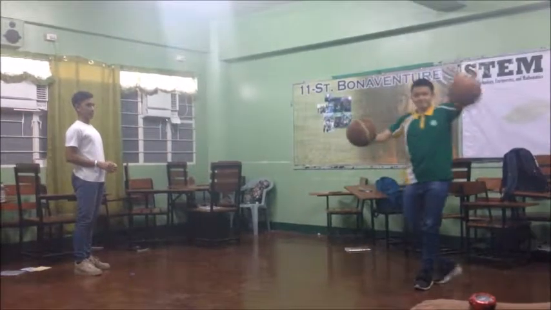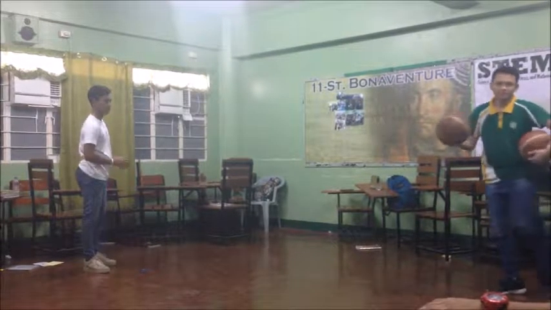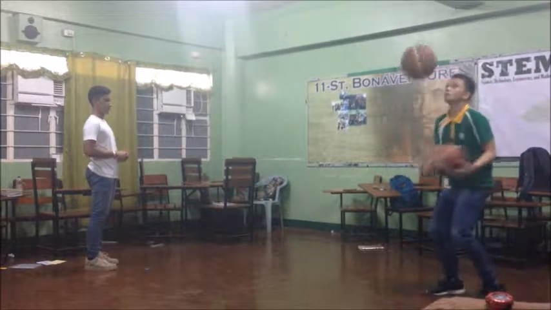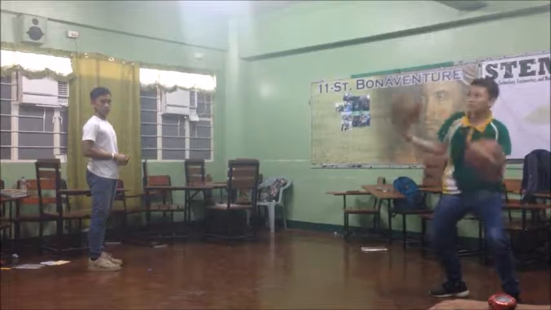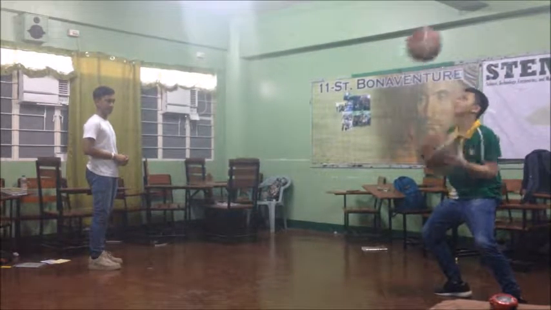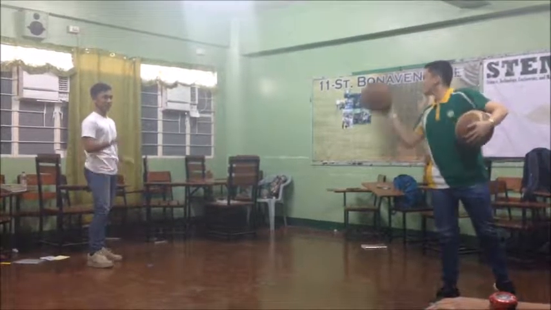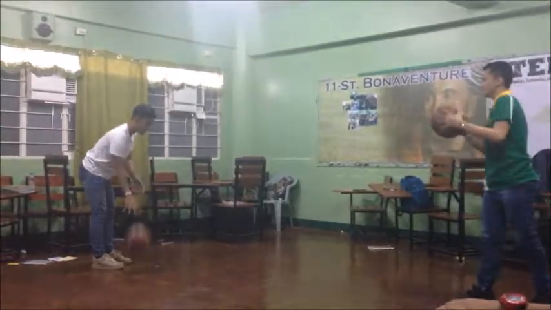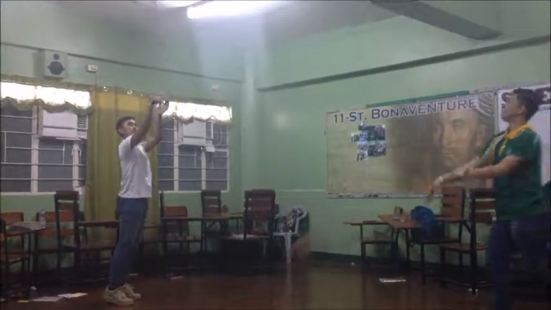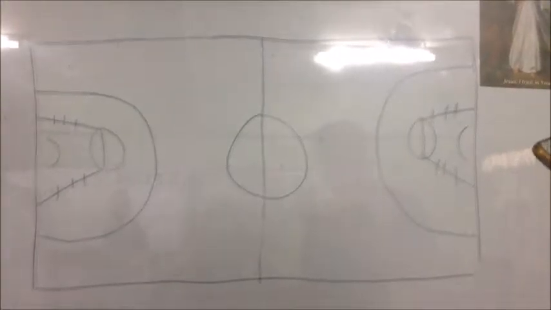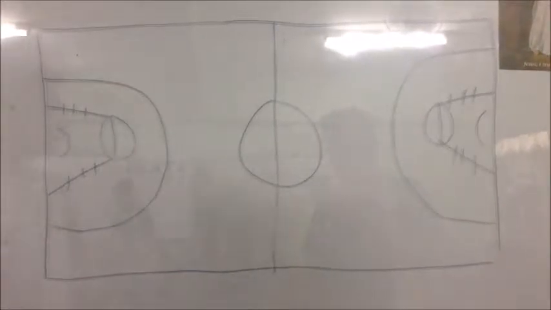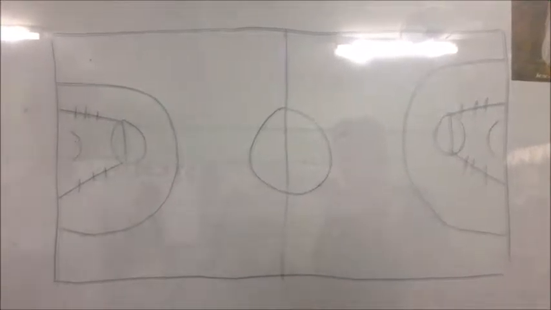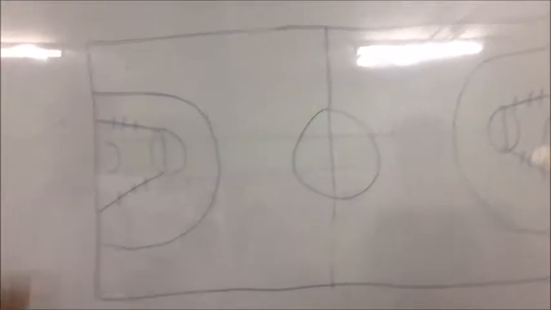Free throw. An opportunity given to a player to score 1 point by an unimpeded shot behind the free throw line. Front court. The area of the court between the mid-court and the team's shooting basket.